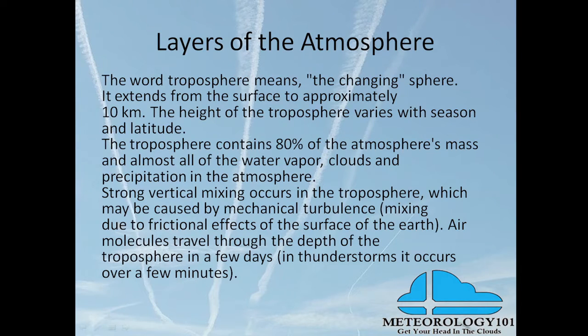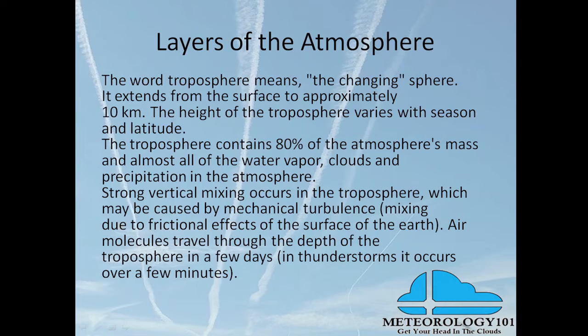So the word troposphere means the changing sphere. That's the layer of the atmosphere that we live in, and it's constantly changing. So that's why it was named the troposphere. It extends from the surface to approximately 10 kilometers, which is about 32,000 feet, just under 33,000 feet. So a pretty thick layer of the atmosphere where most of the weather happens.